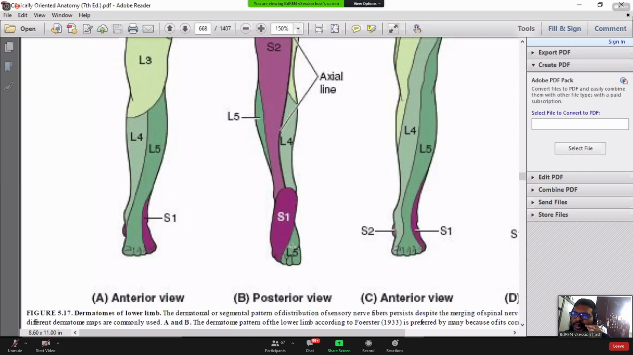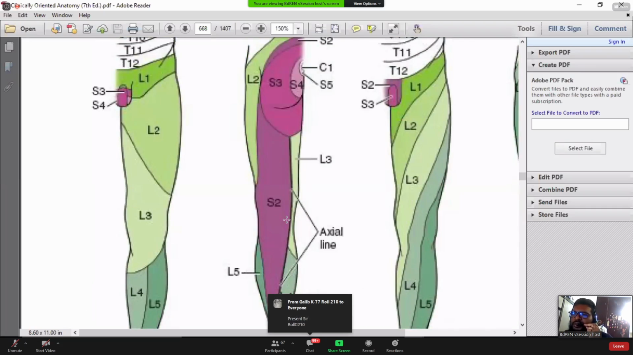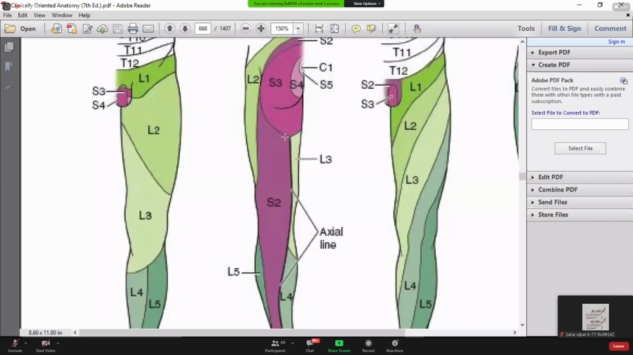We should remember what the dermatomes are, and this is very important information for your neurological and clinical practice. And two things are there. One is axial lines, and do you know what an axial line is? Axial line, you know it? What is an axial line? You have studied it in the upper extremity. Please, anyone?